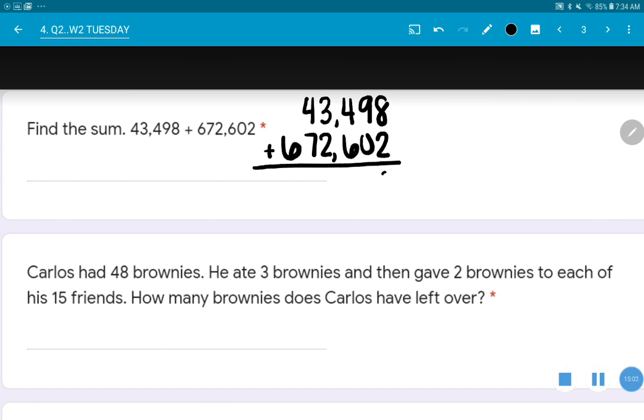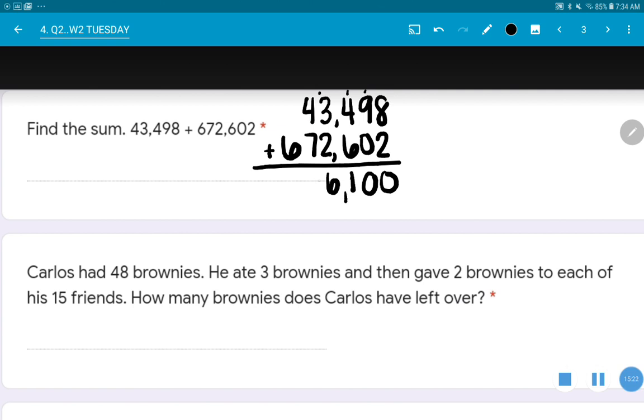8 plus 2 is 10. So there's 0. I'm going to carry the 1. 1 plus 9 plus 0 is 10. Carry the 1 again. I know 4 and 6 make 10. If I add one more, that's 11. 3 and 2 make 5. Plus 1 is 6.